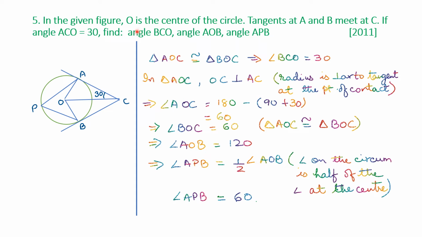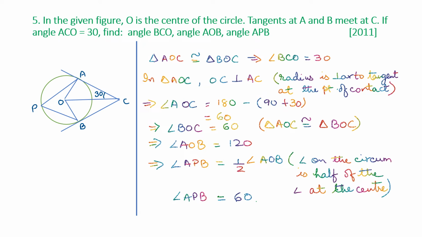In this figure, O is the center of the circle. Tangents are there at A and B which meet at C. If angle ACO, this angle, is equal to 30 degrees, find angle BCO, angle AOB, and angle APB.